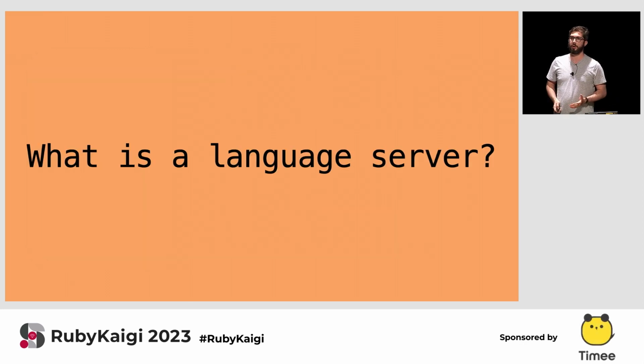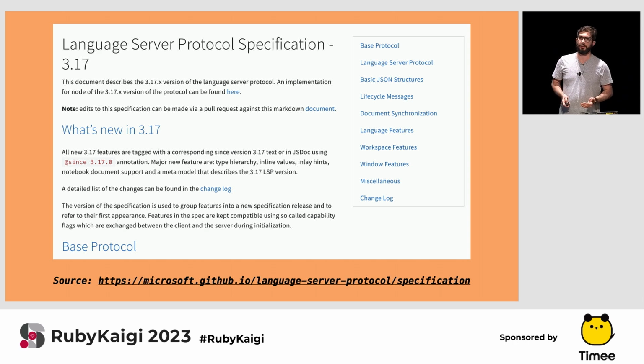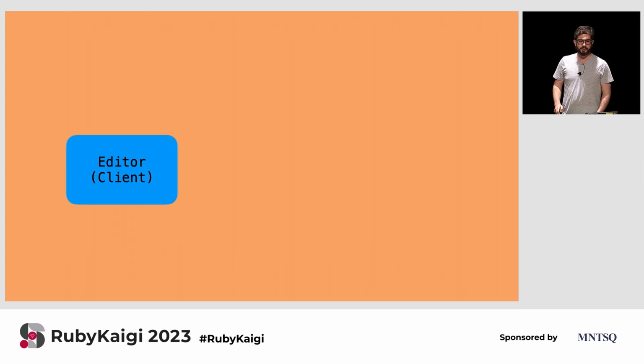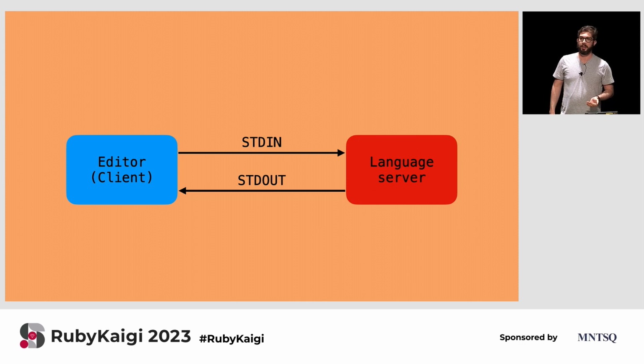So to start off, what is a language server? As the specification describes, a language server is a background process that runs on the developer machine to provide features for any editor for a particular programming language. And it does so using static analysis, so it doesn't have access to the runtime of the language. The idea is that the editor here, the client, spawns the language server process and keeps handles for standard in and standard out in order to communicate with the language server using JSON.